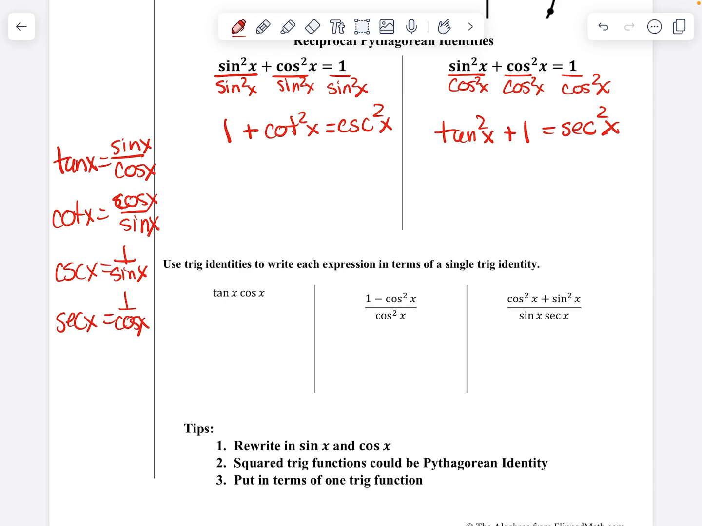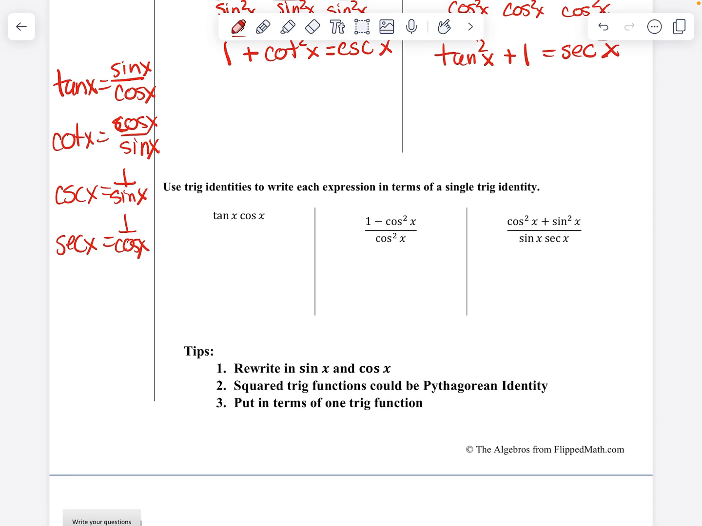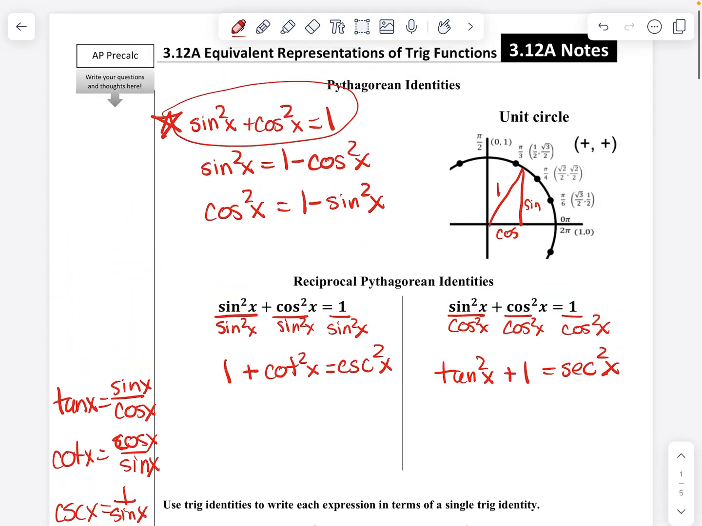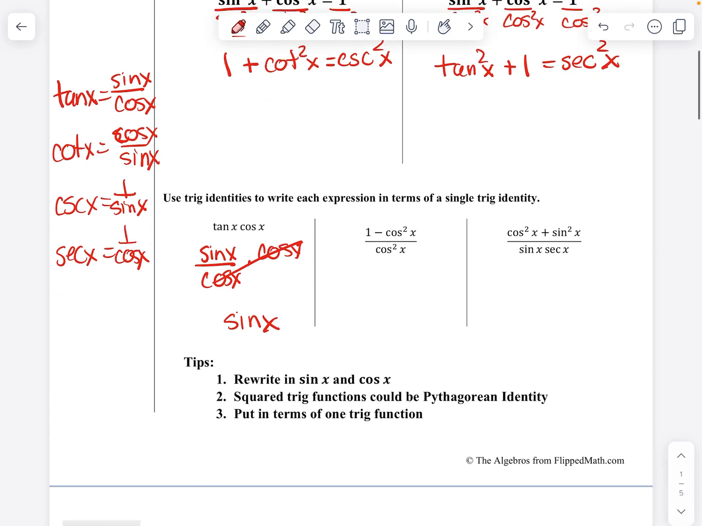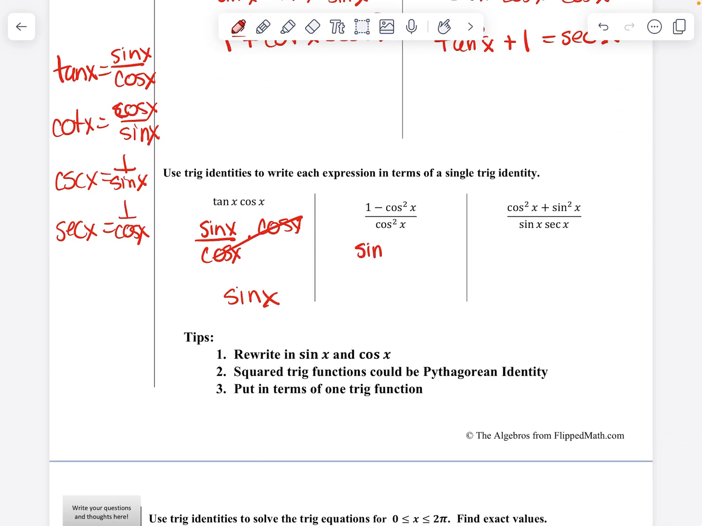So these are a lot like a puzzle. Can you rewrite these as a single trig function? Tangent, if I rewrite that, sine of x over cosine of x times the cosine of x, I end up with just the sine of x. So that's a single trig function. 1 minus the cosine squared, well, I think Pythagorean theorem anytime we have that. So 1 minus that cosine squared on top, that's our sine squared. So this is really sine squared of x over cosine squared of x. And sine over cosine is tangent, so this is the tangent squared of x.